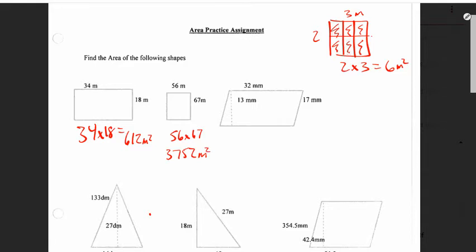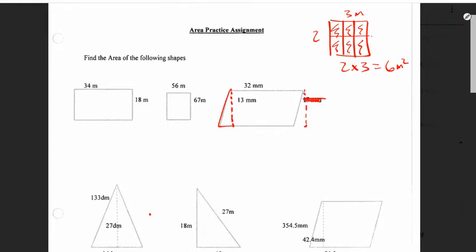Here's one thing when you get to a parallelogram. It's exactly like a rectangle or a square where you take a side times a side. Only difference is we don't want to do anything with the slanted side. Because if I take this little piece here and move it over to here, you get a rectangle that is 32 by 13.